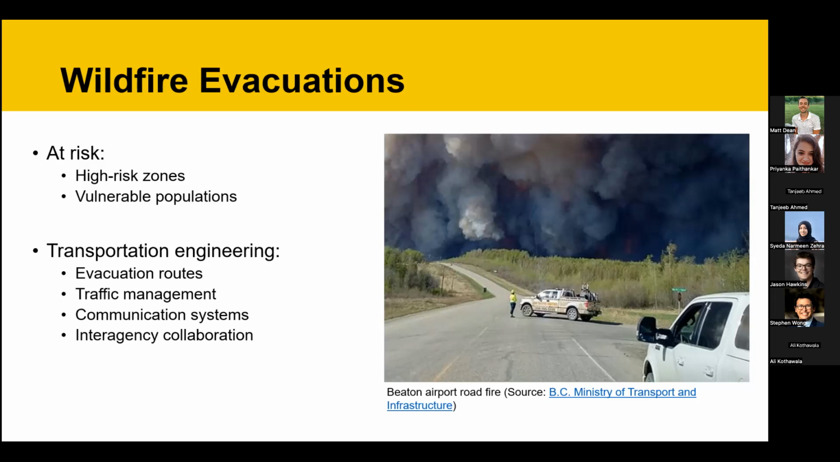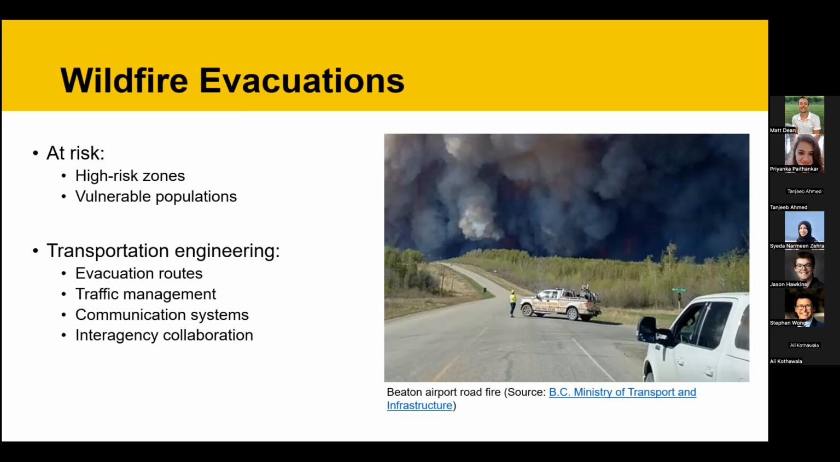Some of the most vulnerable regions to wildfires are densely wooded areas and urban wildland interfaces, while the type of residents in these neighborhoods range from wealthy seasonal vacationers to low-income multi-generational households. Underserved groups like the elderly, disabled, and low-income residents require tailored evacuation solutions.